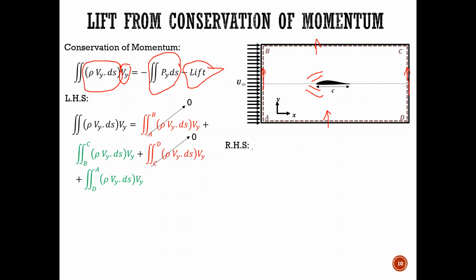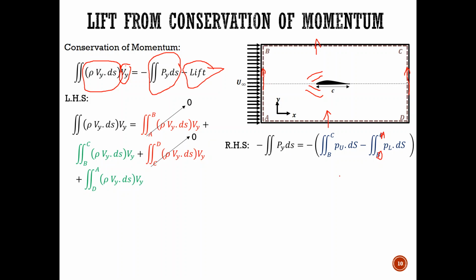So the RHS, since there's no y velocity associated with AB and DC, we can assume that as 0. That only allows us to quantify the pressure variation along the surfaces BC and DA. So you get BC and then DA. So this should be BC and the upper, oh, this should be DA. Sorry, this should be DA right there.